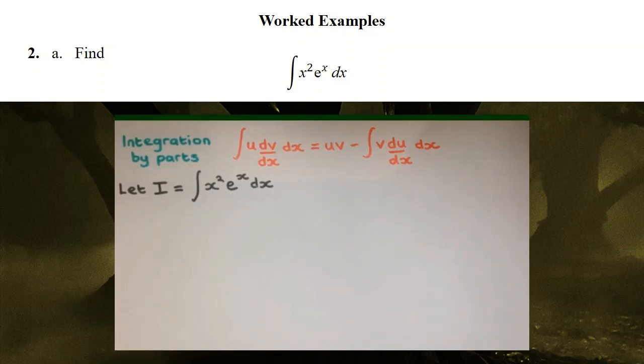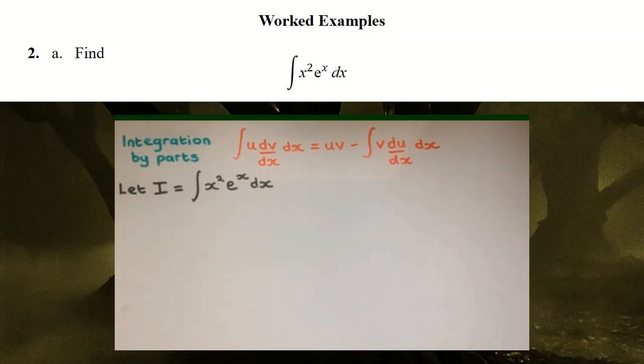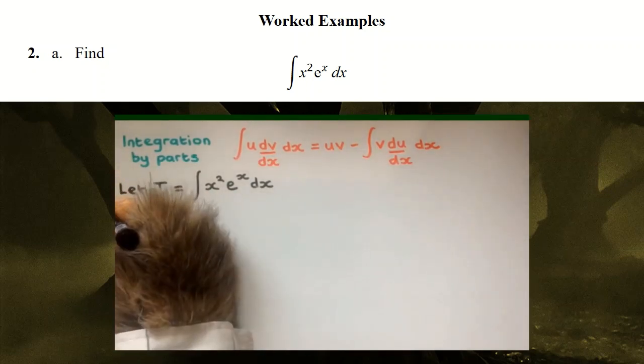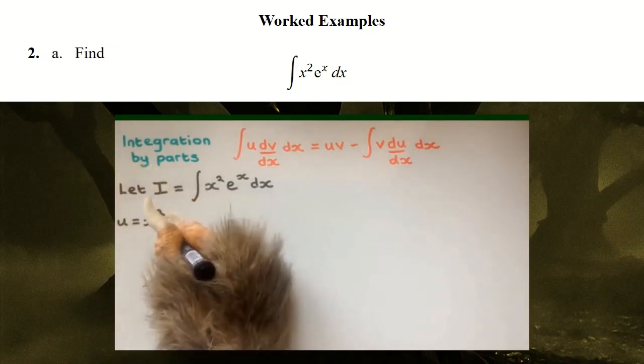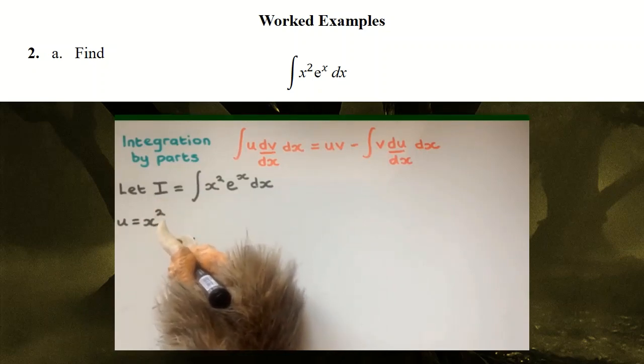What is our u going to be? There is no natural log of x in here, so we have to use a power of x as our u, so it's going to be x squared in this case. And remember, this will force our hand, and we can write down what dv by dx is as well, which will be e to the x. So let's go straight ahead and write that down. So my u is going to equal x squared, and my dv by dx is going to equal e to the x.